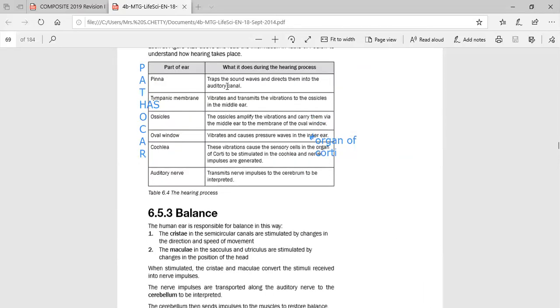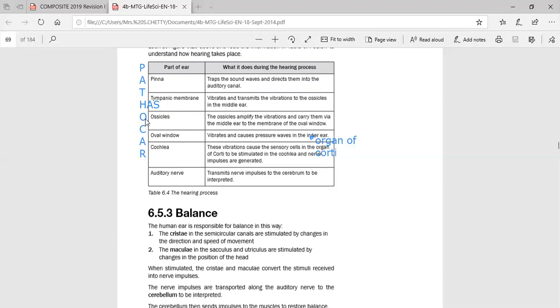See, the pinna traps the sound waves and directs them to the auditory canal. The tympanic membrane vibrates and transmits the vibrations to the ossicles. The hammer, anvil, and stirrup are the ossicles. The ossicles amplify the vibrations and carry them via the middle ear to the membrane of the oval window. The oval window vibrates and causes pressure waves in the inner ear. So in the cochlea, these vibrations cause the sensory cells in the organ of Corti to respond.